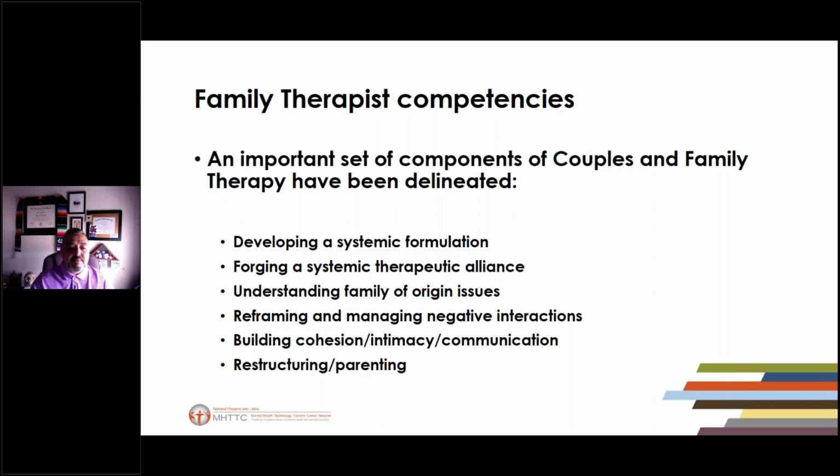Building cohesion, intimacy, and communication. I think we talked about that with cultural value-based of respect and familialism and all that good stuff. And then last bullet here, restructuring and parenting. So sometimes, as Minuchin used to do, is really look at the family structure and moving people around, even in a family therapy session, putting labels on the chairs of the family member's name where you want them to sit after you've initially seen them choose the setting that they want to sit in.